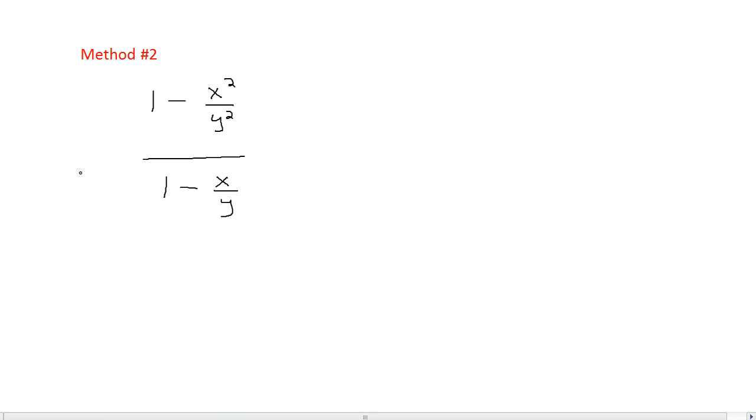Okay, here's a second method that you can use if you would like to. First of all, if there are numbers without denominators, give them a denominator. Now look at all of your denominators. I've got a 1, a y squared, a 1, and a y. You need to write down the LCM of all 4 of those quantities. And the common denominator would be y times y, or y squared.